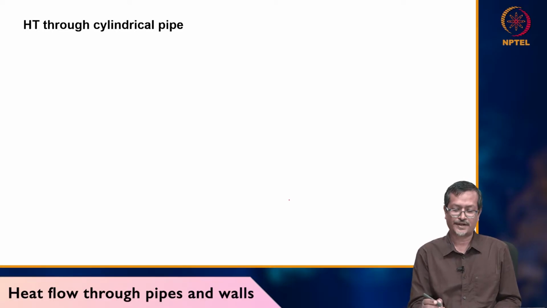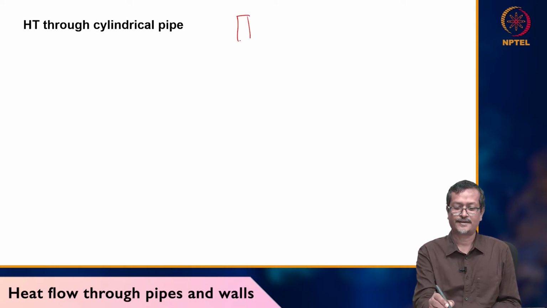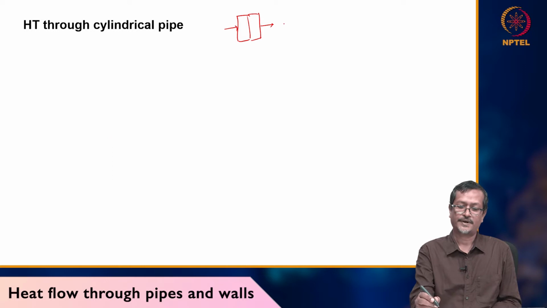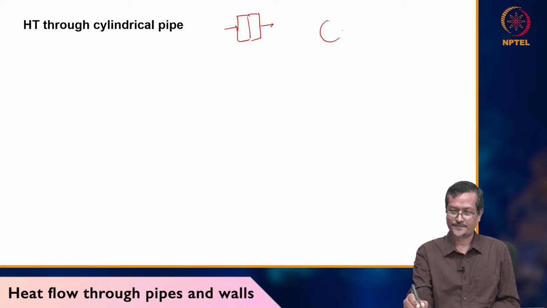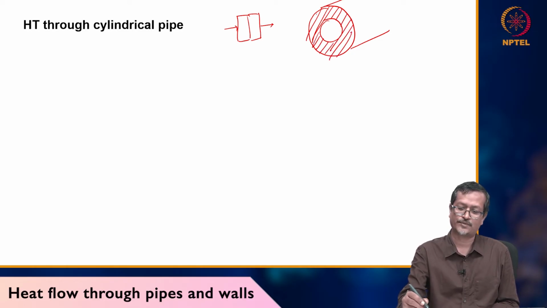Heat conduction through a cylindrical pipe. Your life is easy when you have a flat plate and heat is getting conducted from one surface to another surface. But if you have a cylindrical, circular pipe like this, then how will this heat transfer be going on? What x value or thickness value will we be taking?